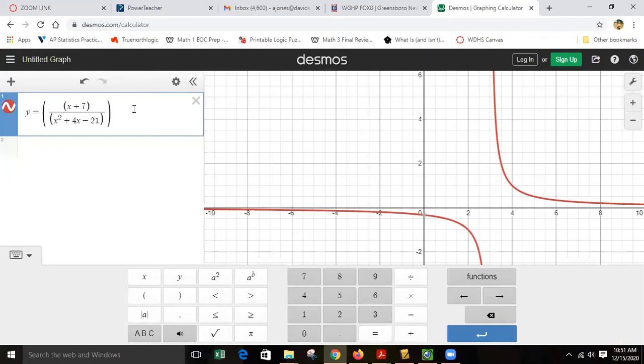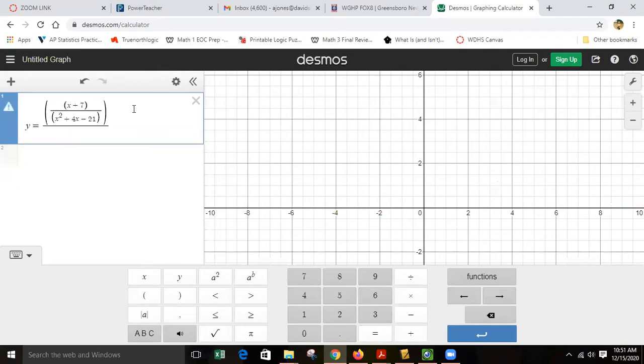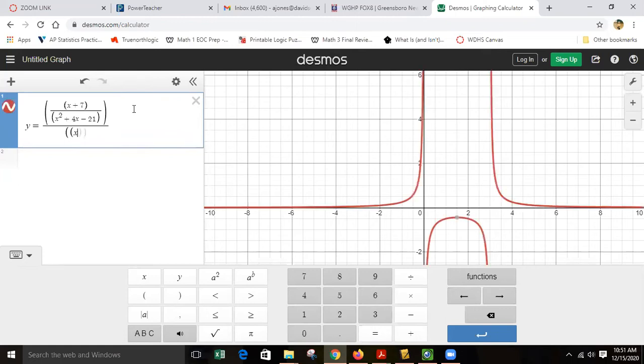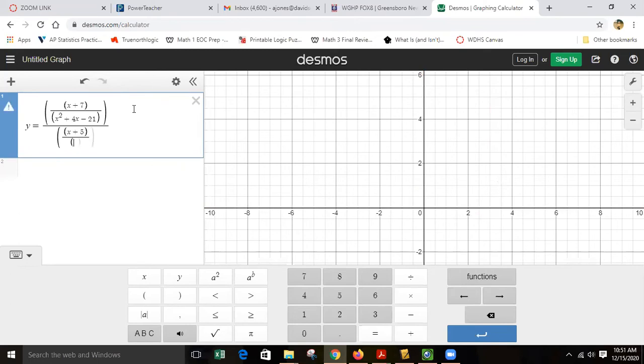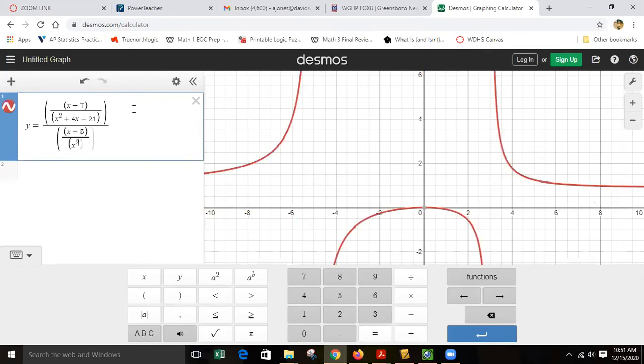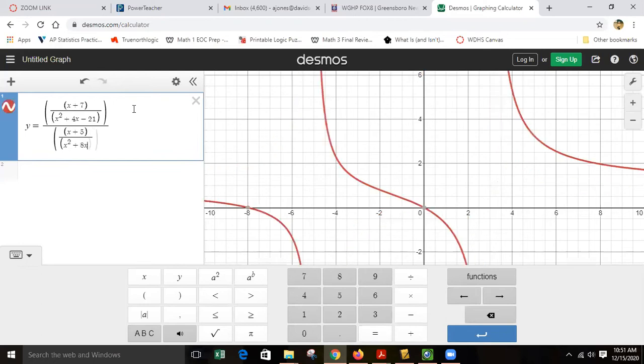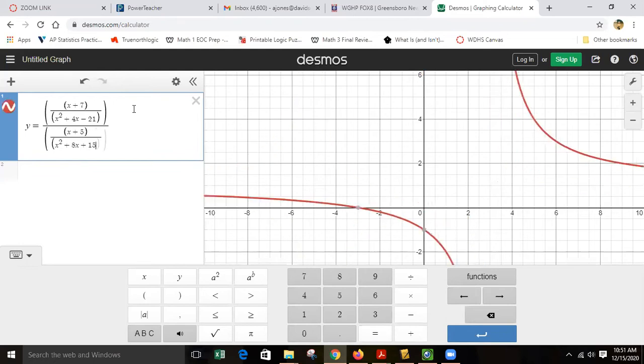Then we have another divide, so that brings the divide for the bottom. Two sets of parentheses because I have a fraction, x plus 5 divided by x squared plus 8x plus 15, parentheses, parentheses. So there's that. And then the good thing is you can see that it's not 1 or -1, so C and D can be marked out.